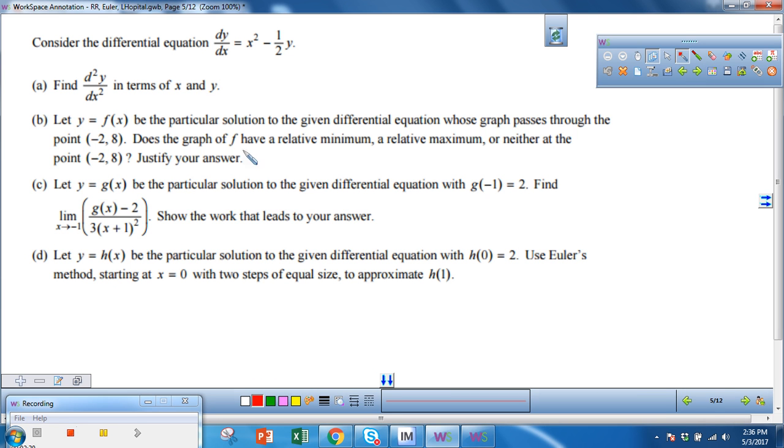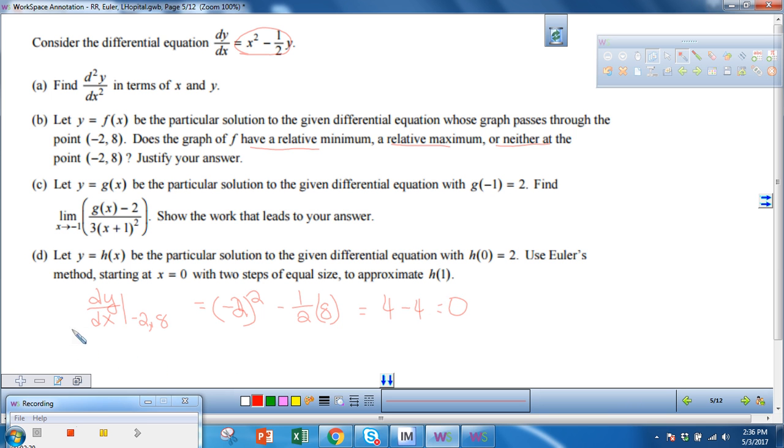All right, for B, it asks us if we have a relative min or a relative max or neither at -2, 8. So this is where using the second derivative test is going to come in handy, because the first derivative evaluated at -2, 8. So I'm just putting -2 and 8 into this formula. That gives me -2 squared minus 1/2 times 8. That's -2, 8, by the way. And that gives me 4 minus 4, which is 0. So I proved the first part of the second derivative test.